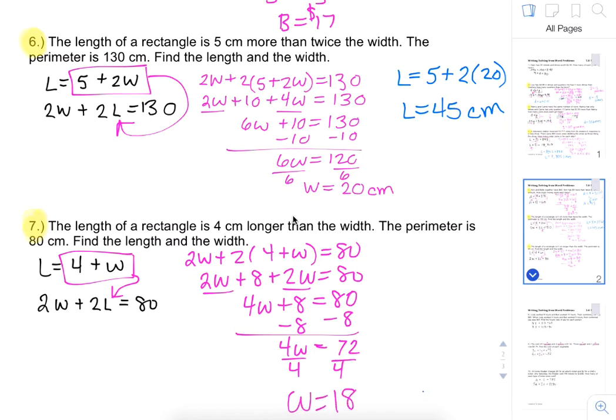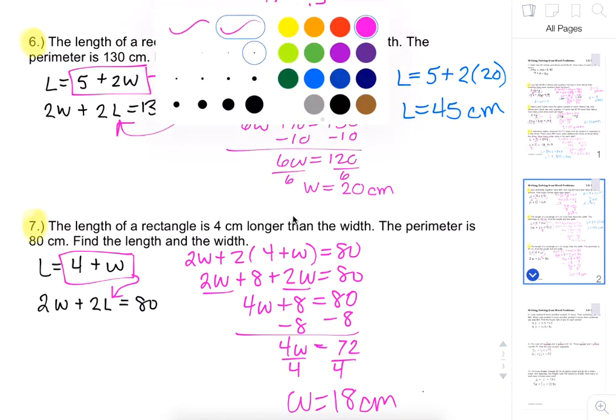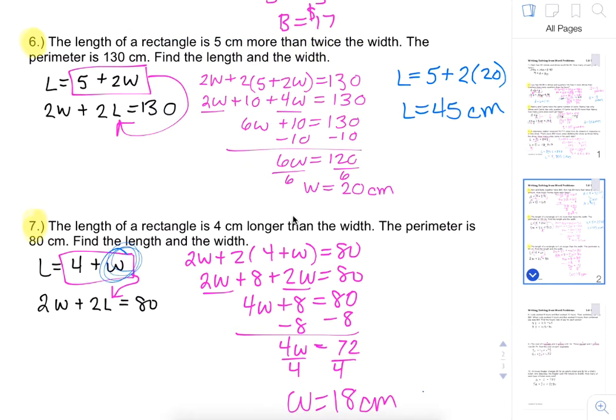Again, remember, 18 is not how many widths you have. Your width is 18 centimeters. Once I have 18, I'm going to go ahead and plug it back over here where the W is. So the length is 4 more than 18. Well, if you want to do that in your head, that's fine, but it's 22. Not 22 lengths, but 22 centimeters.